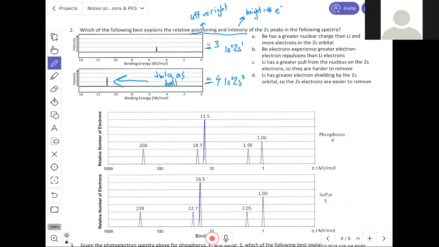Can you just explain what you said one more time? Yeah, I just asked which one of those answers is right. Which one explains why this peak is moved to the left and is twice as tall as this peak?